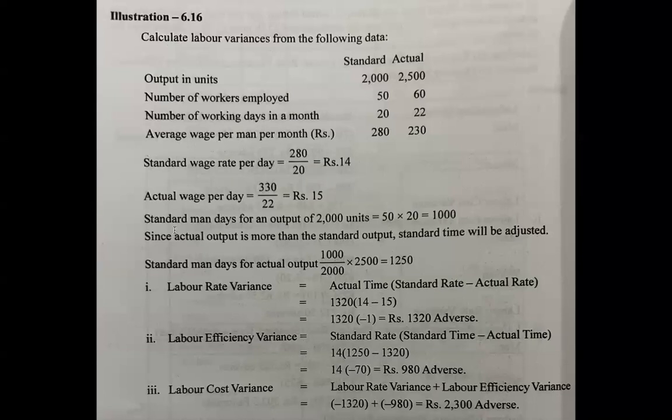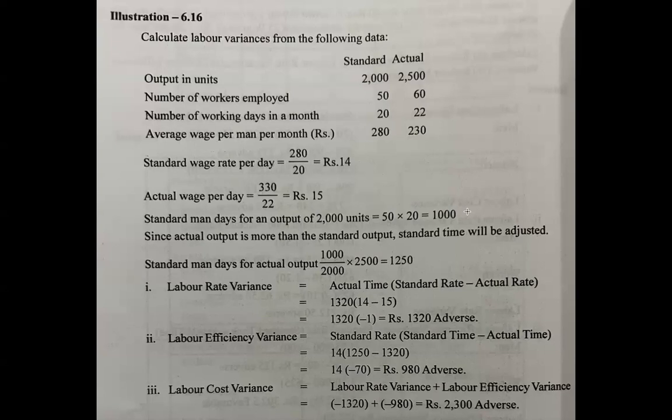Now, the standard man days for an output of 2000 is 50 into 20. The number of workers employed is 50 people, and for 20 days these 50 people are working. The man days are 1000. The standard man days are 1000.